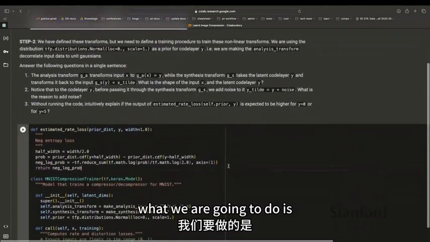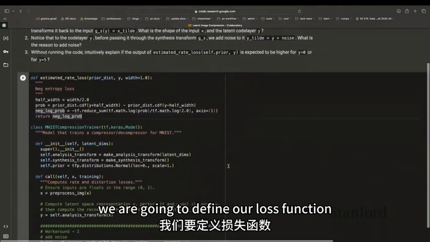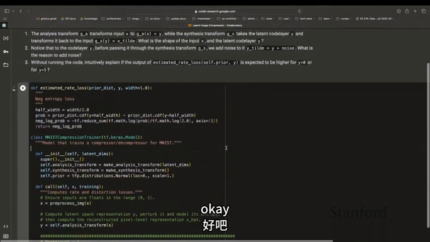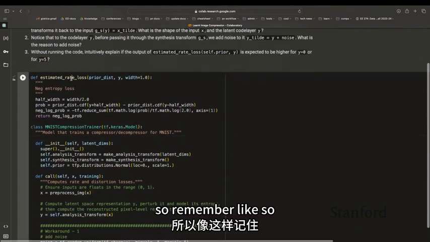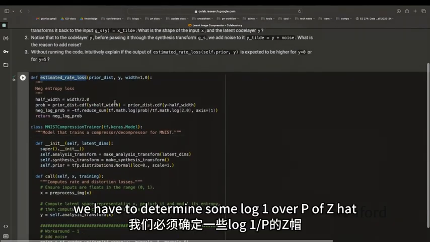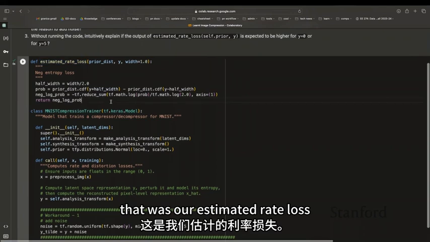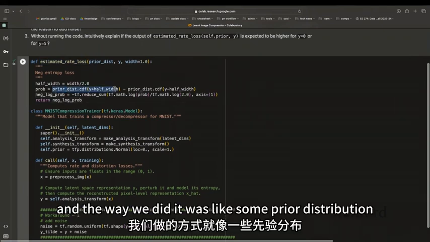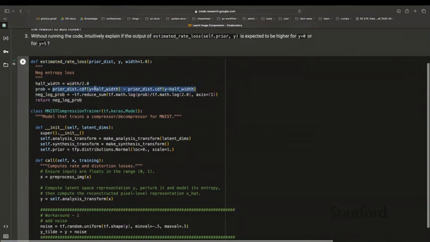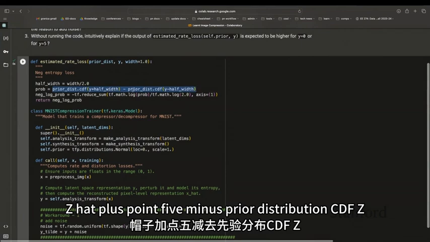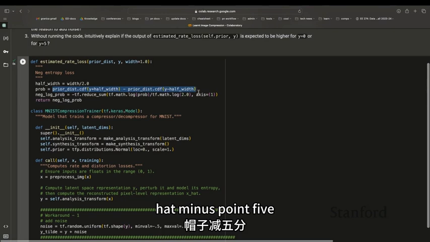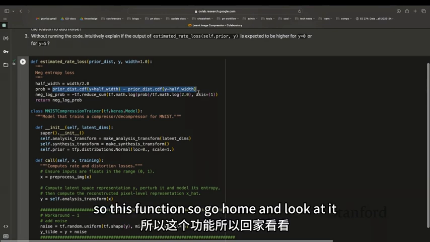Now, what we are going to do is define a loss function. Remember, we have to determine log 1 over P of Z hat. That was our estimated rate loss. And the way we did it was prior distribution CDF of Z hat plus 0.5 minus prior distribution CDF of Z hat minus 0.5. So go home and look at this function.